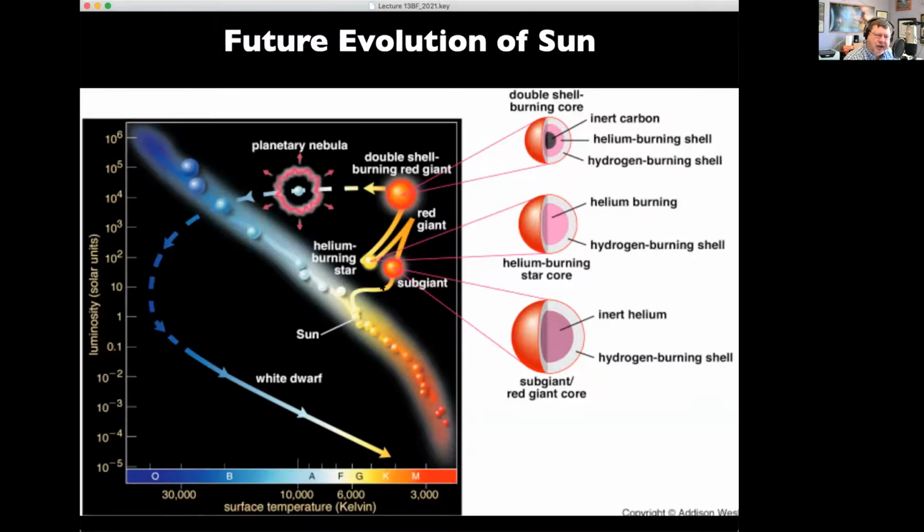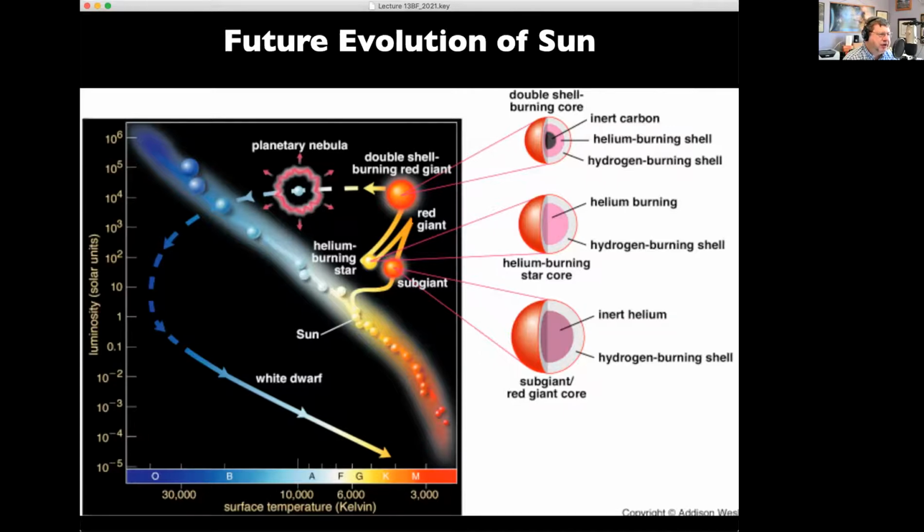So our sun will eventually grow to become a red giant. And the size of the Earth's orbit is about here. So when you become a red giant, you have already engulfed the Earth and destroyed it. And this will happen somewhere around 4 billion years from now. But as you continue, there's more that happens here.